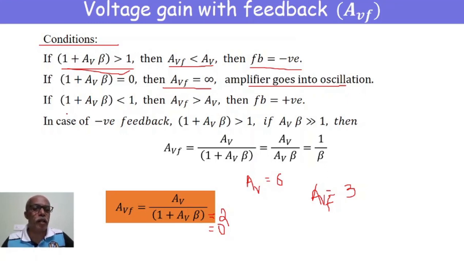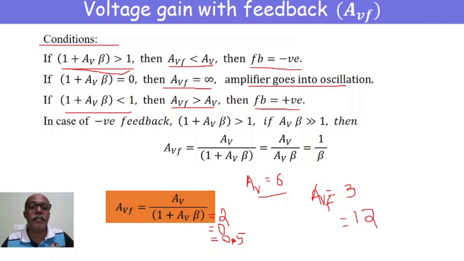Similarly, if the denominator is less than 1, for example, I take the denominator value as 0.5. If the denominator is 0.5, then 6 by 0.5 will be equal to 12. AVF will become equal to 12. AVF is 12, AV is 6. Therefore, AVF is greater than AV. Hence, the feedback is said to be positive. If the gain increases, the feedback is positive.